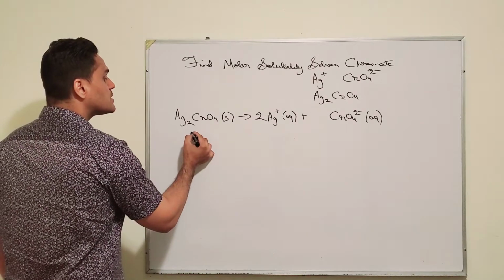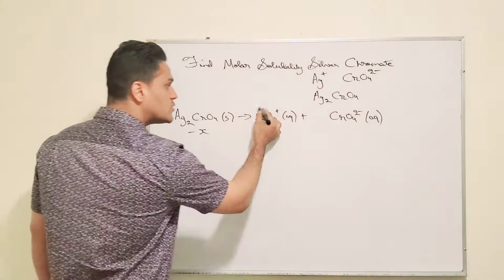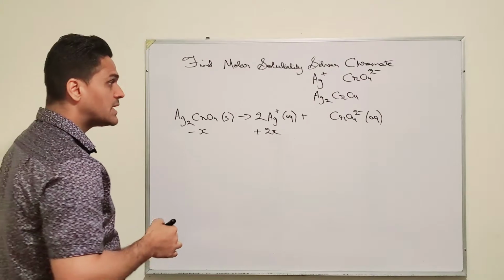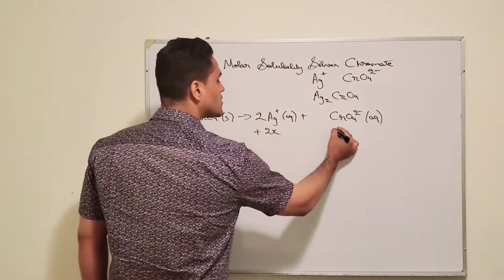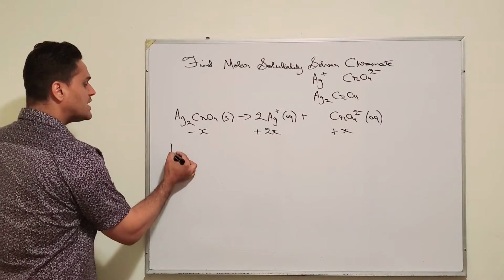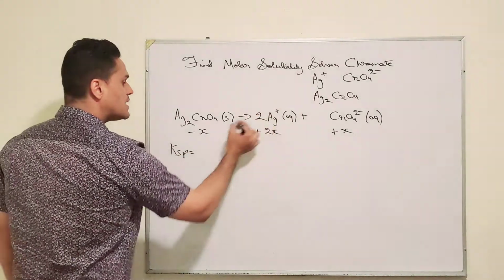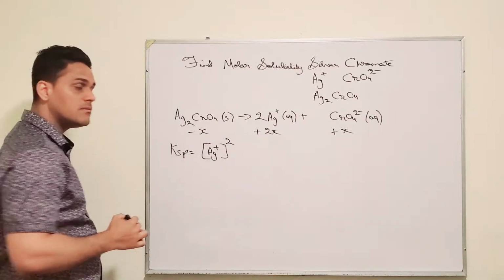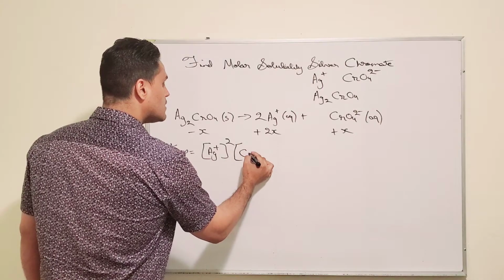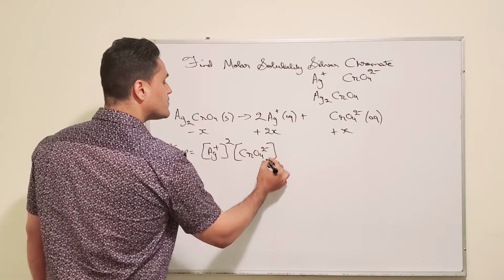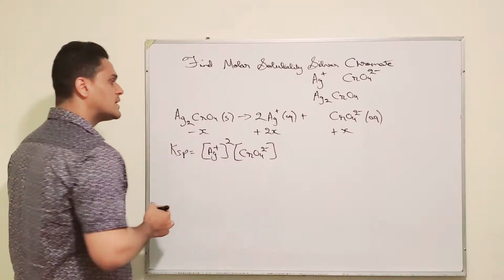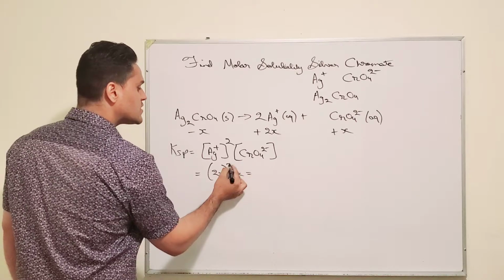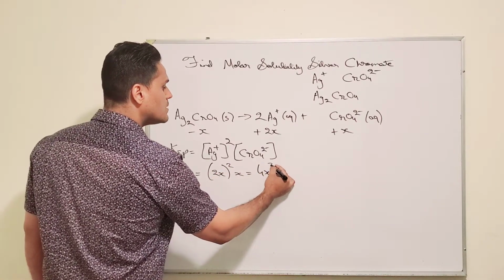Again, guys, this is going to lose some x. Now this is 2Ag plus, which means it's going to go up by twice as much, so it's going to go up by 2x. Now this is just 1 to 1, so that's just going to go up by x. My KSP expression will just be Ag plus, and now there's a 2 in front, so that's going to become my power, times my CrO4 2 minus, and that's just 1, so it stays as it is. So this becomes 2x whole squared times x, which is 4x squared times x, which is 4x cubed.